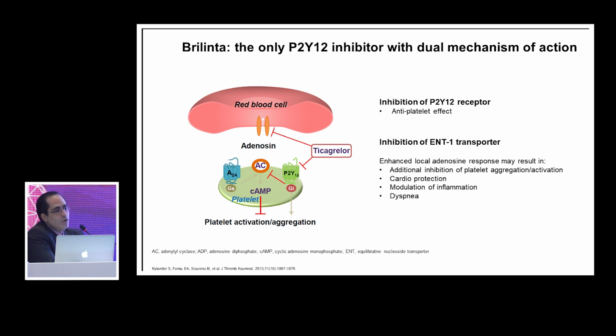Also, Ticagrelor is the only P2Y12 inhibitor with a dual mechanism of action. The slide shows that there is inhibition of the P2Y12 receptors, as the antiplatelet effect. Also, there is inhibition of the ENT1 transporter. This enhances the adenosine response, which may result in additional inhibition of platelet aggregation, and this leads to cardioprotective and anti-inflammatory processes. And with this accumulation of adenosine, this is why dyspnea is more common in the Ticagrelor group.